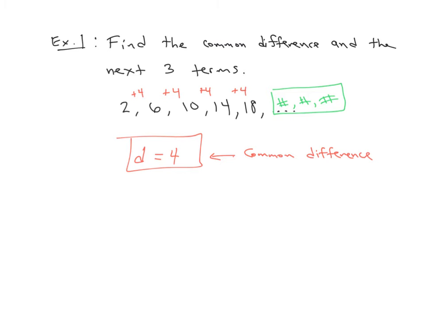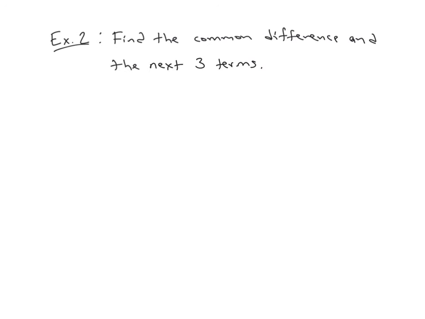So I'm adding 4, so 18 plus 4 is 22. 22 plus 4 is 26. 26 plus 4 makes 30. So the next 3 numbers in my sequence would be 22, 26, and 30. All right, so let's take a look at a second example here.